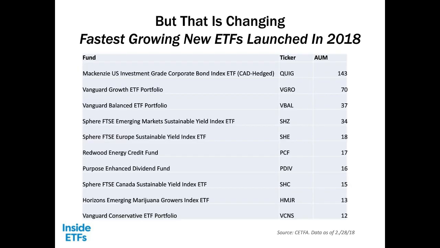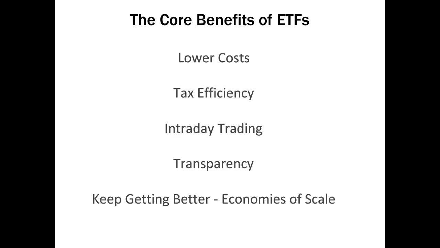If you look at the fastest growing ETFs to launch this year in Canada, they are not from the big two, iShares and BMO. They're from some other players, Mackenzie, Vanguard, Sphere, Redwood, Purpose. You can see real diversification, and these are companies that are being rewarded with net inflows from investors just in the first 2 months of this year. So you can see that investors are open to new ideas. So I think the ecosystem is extraordinarily vibrant. Investors are really taking hold.